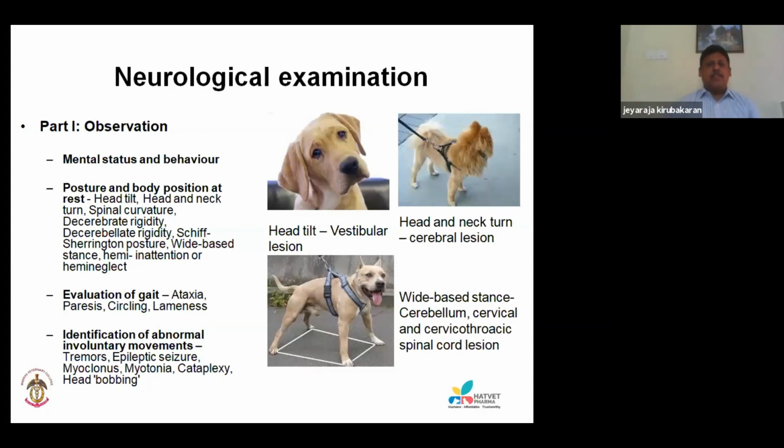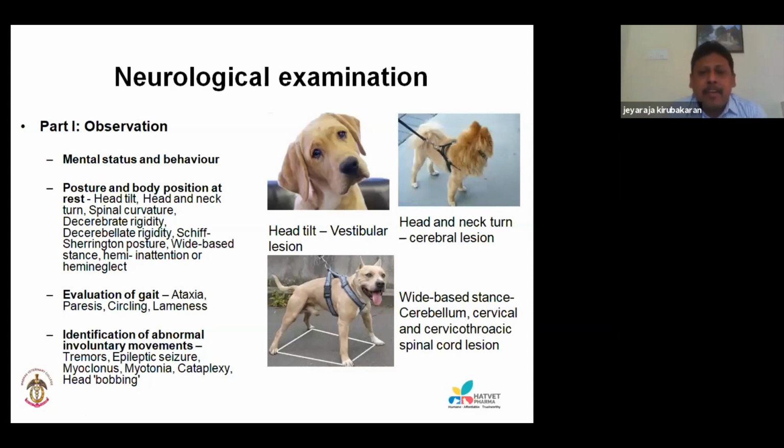First thing, you look whether there is any head tilt. Head tilt is something like this. See, one ear is lower than the other ear. That is the head tilt. Whereas head and neck turn is something like this. Both head and neck are turned this way. Head tilt is like this, not turn. Turn is something like this. You see both head and neck are turned.